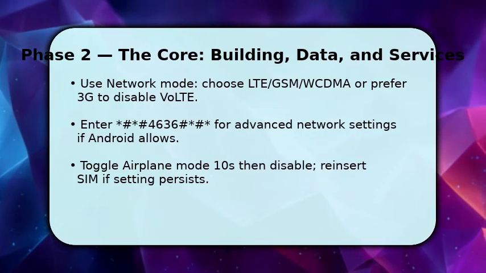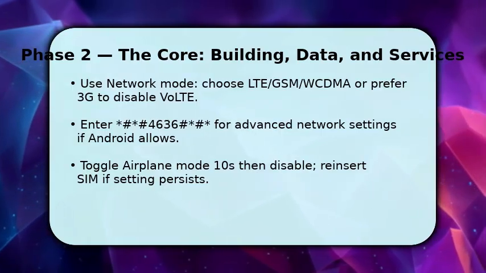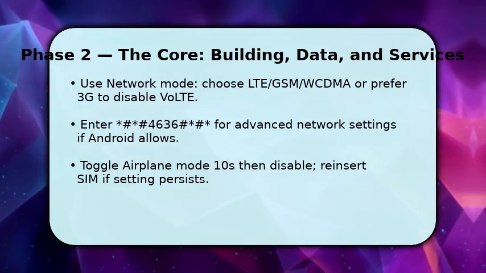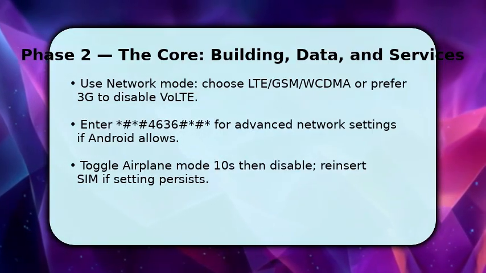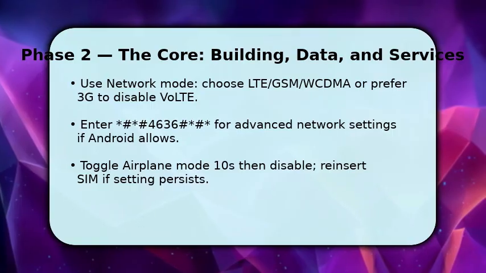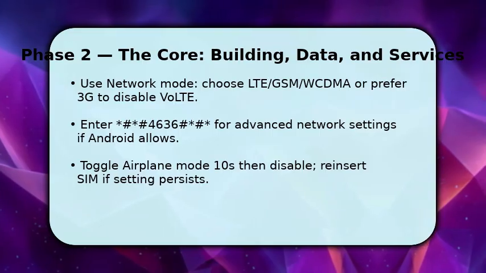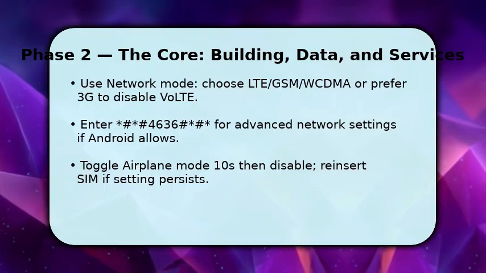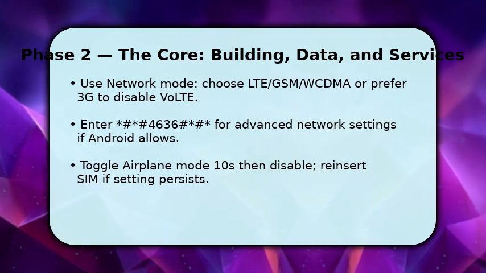If there's no visible VoLTE switch, change preferred network mode to a non-LTE option. In Settings, right arrow Mobile Network, right arrow Preferred Network Type, pick GSM/UMTS or WCDMA only. This prevents LTE voice. On many Android phones, you can open the testing menu via *#*#4636#*#*, and set LTE to GSM/WCDMA for calls. Be cautious and only change network preferences.